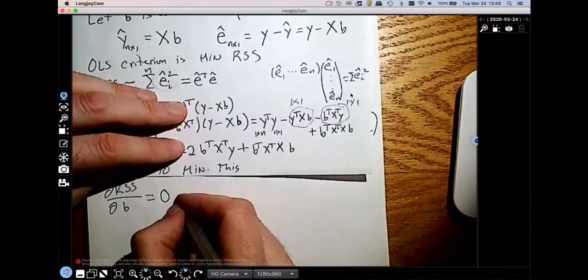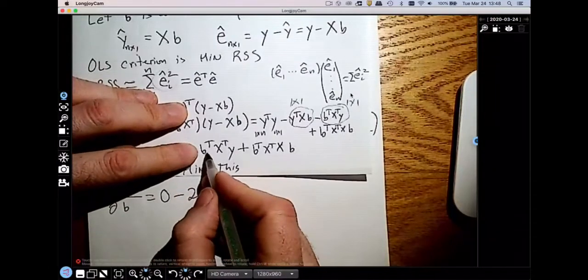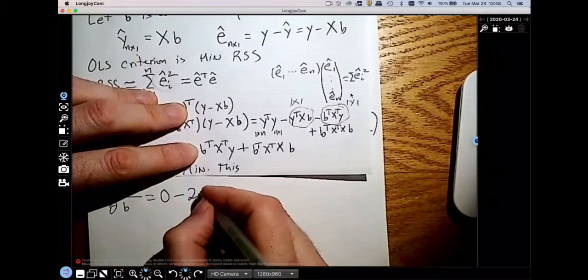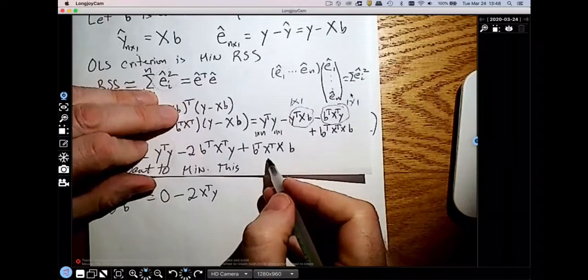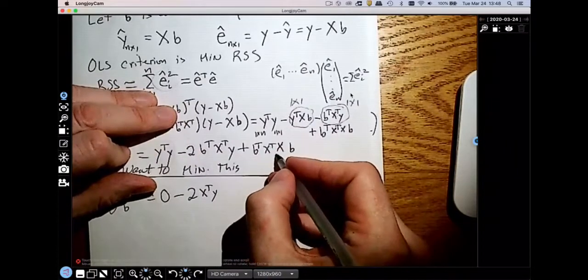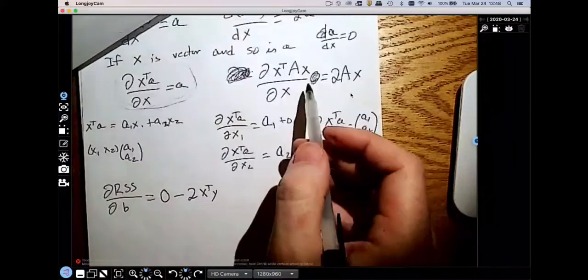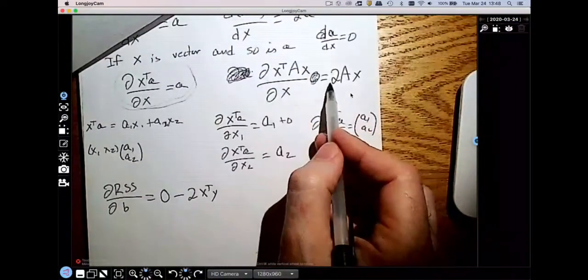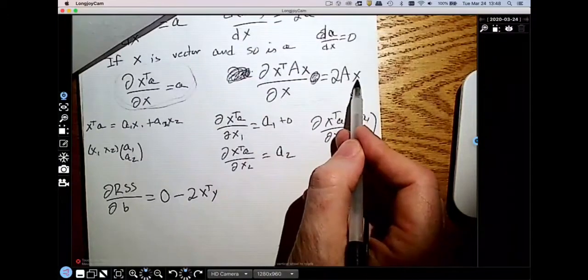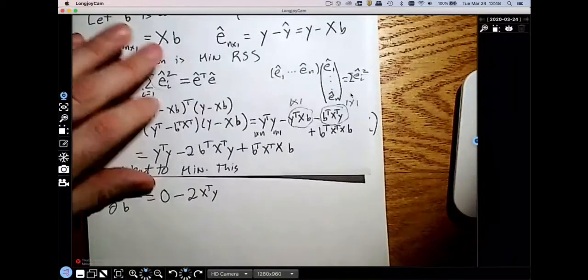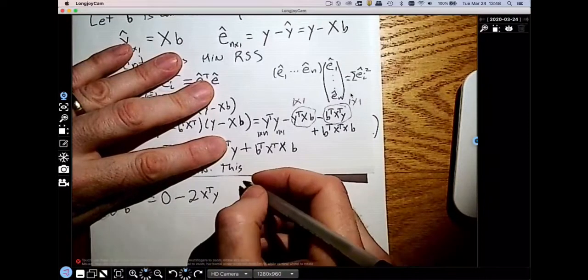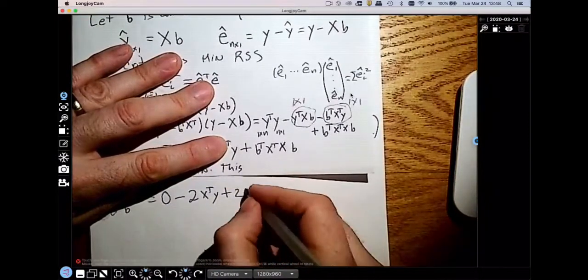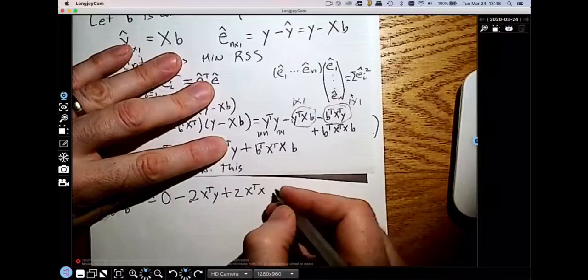So this is equal to minus 2 x transpose times y. Now what do we have here? This last term is a big square matrix in the middle, and it's going to be like this one. So it's going to be 2 times that big square matrix in the middle times whatever we're taking the derivative with respect to. So this is going to be equal to 2 x transpose x and then times b.